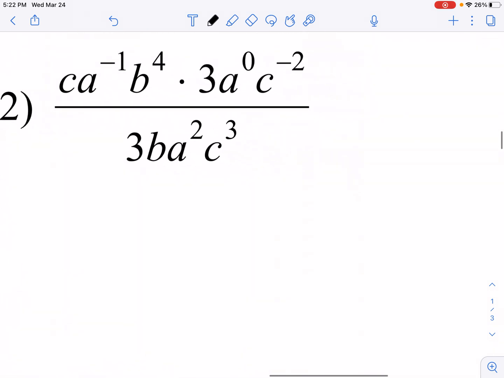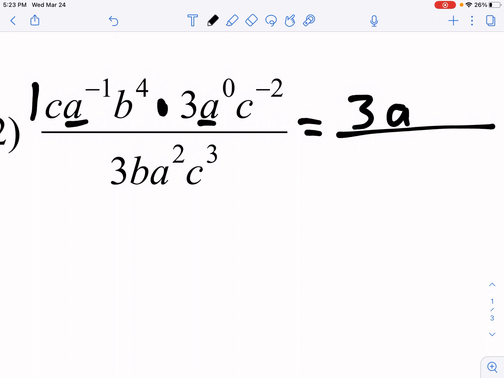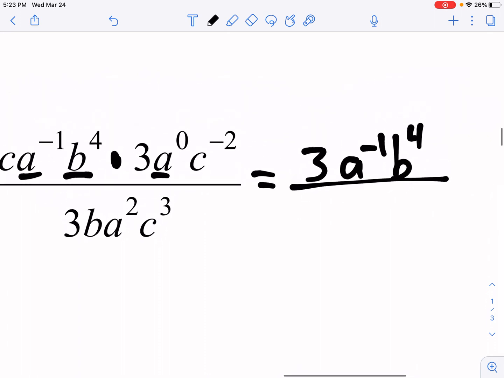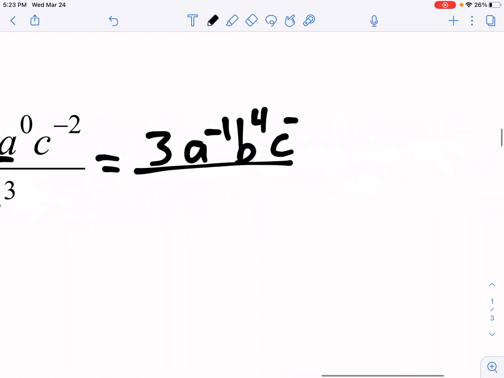Last one here. Again, this one's kind of unique. It has a product rule on top, so let's take care of the product rule, and then we'll take care of the quotient rule. So even though we don't see it, we could treat this like it has a coefficient of 1. 1 times 3 would be 3. And then to go in alphabetical order, let's do A first. So we have A, and we have a negative 1 plus 0 would be a negative 1. We have 1B, nothing to combine it with, so it's still B to the 4th. And then we have C, and it looks like we have C to the 1st power plus a negative 2. Well, 1 minus 2 is going to give us negative 1.